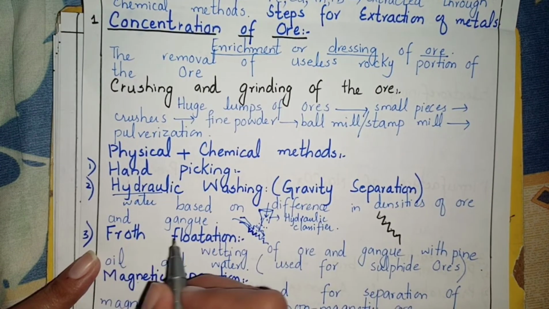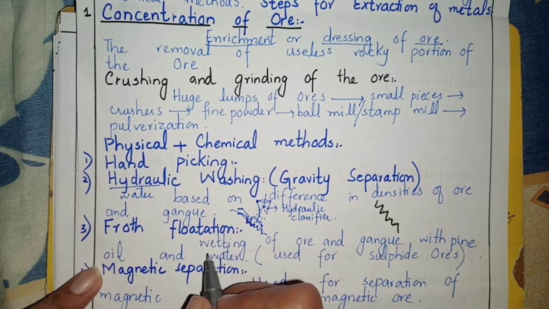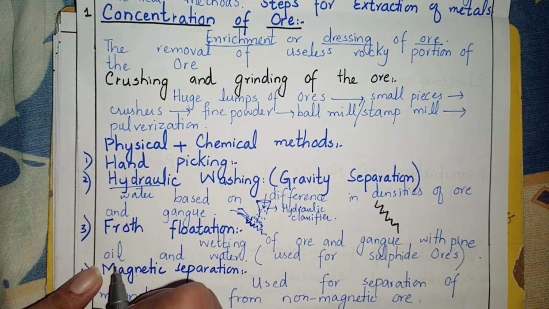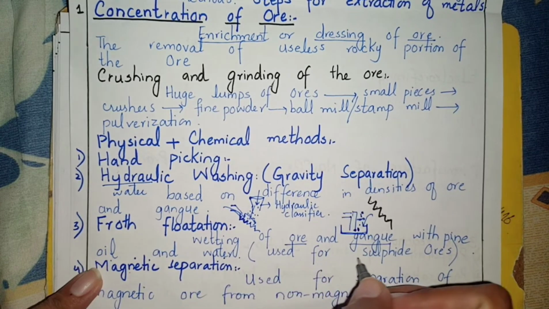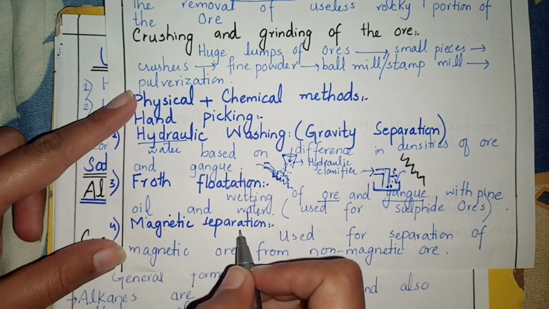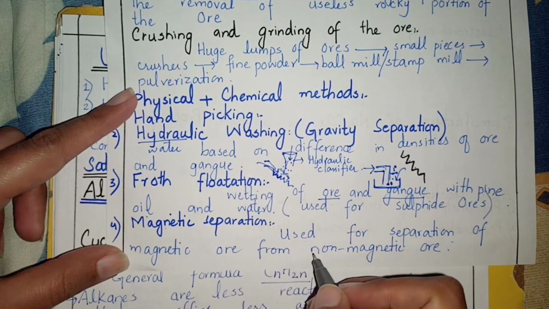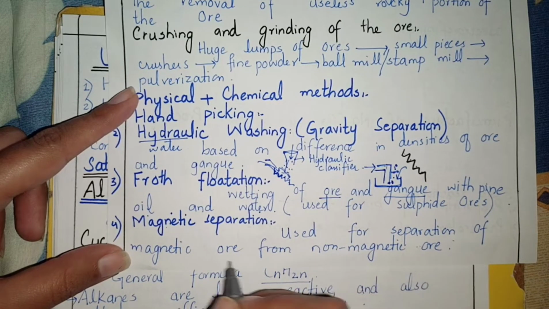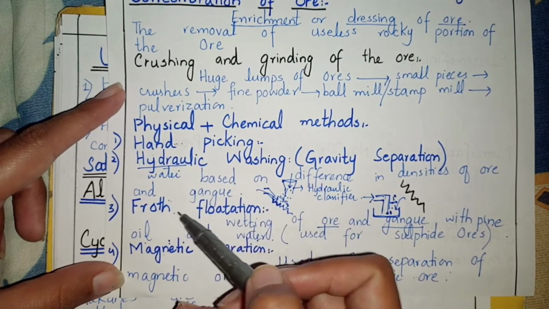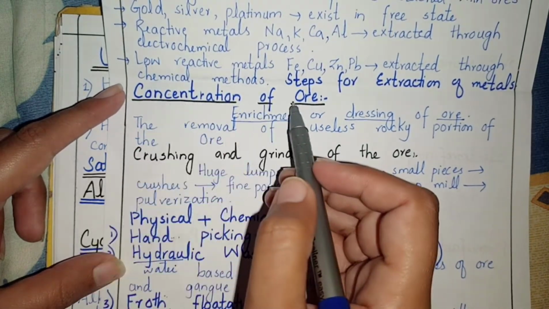Then another process is froth flotation process. This method is based on the wetting of ore or gangue with pine oil and water, mostly used for sulfide ores. Last one is magnetic separation. It is used for the separation of magnetic ore from non-magnetic ore. These are the methods: hand picking, hydraulic washing, froth flotation, magnetic separation for the concentration of ore.